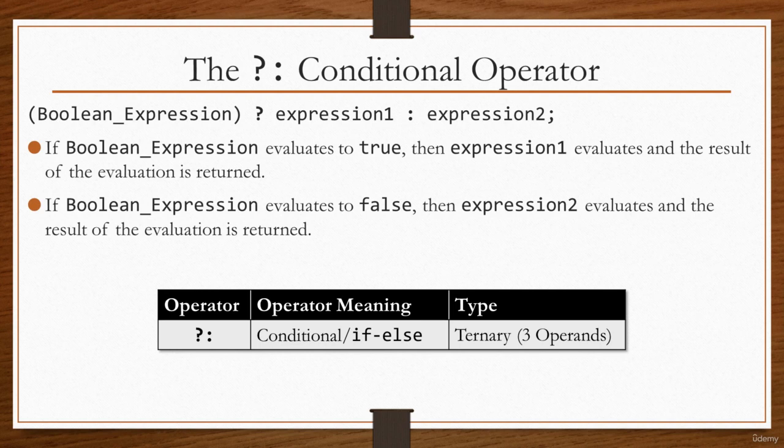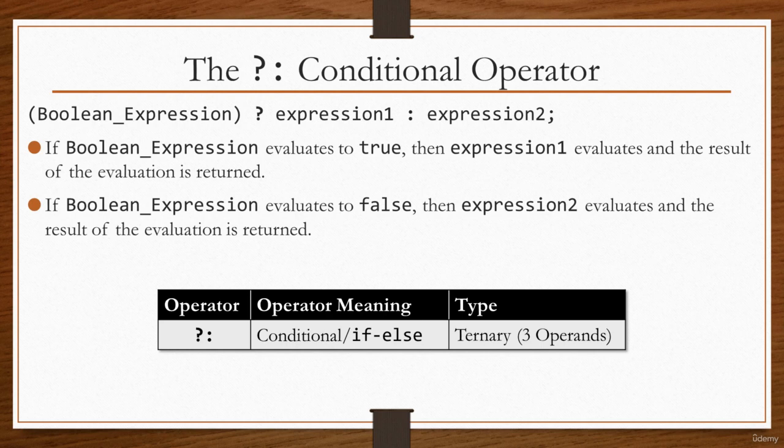So you can see here we have some Boolean expression, and that is typically in parentheses, unless that is simply a single variable, maybe such as a Boolean. And then you have a question mark and some expression, the colon, and then another expression. Now those expressions can also often be between parentheses. If that Boolean expression is true, then expression 1 evaluates. So whatever that expression is will evaluate, and then the result of that expression will be returned.